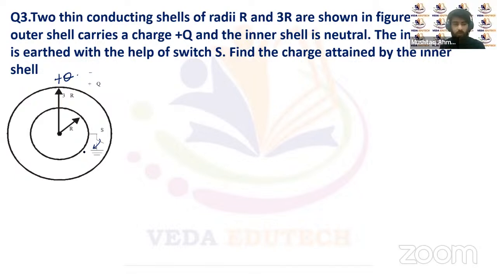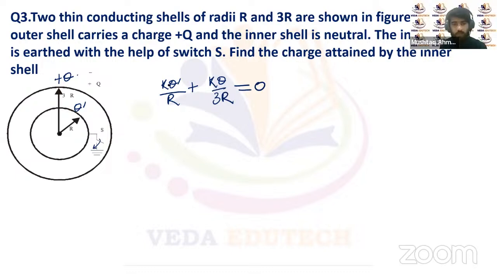It means the net potential on this inner conductor has to be equal to zero. So the total potential on this conductor has to be equal to zero. Now let's suppose finally the charge on this inner conductor is q dash. The potential because of this q dash will be kq dash upon r, and the potential because of the outer sphere will be kq upon 3r. And this total potential has to be equal to zero for this conductor because it's earthed.